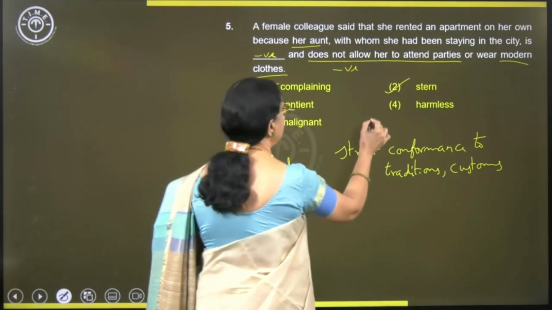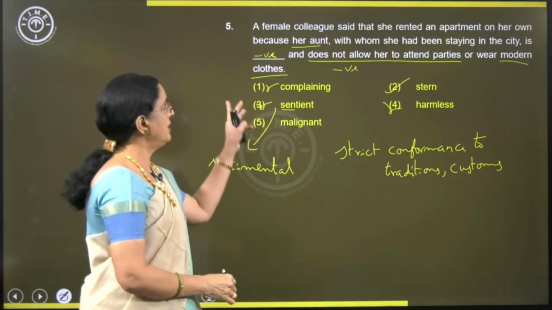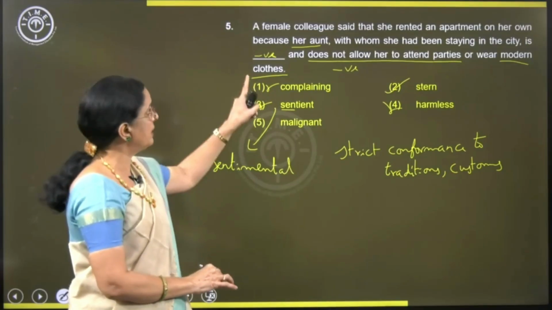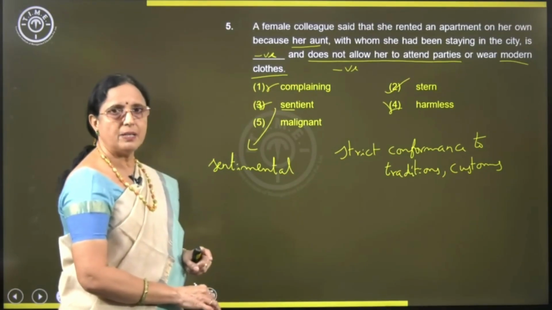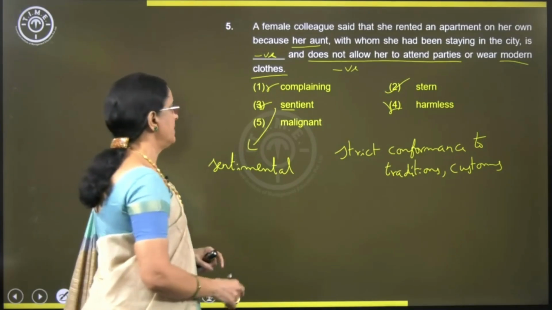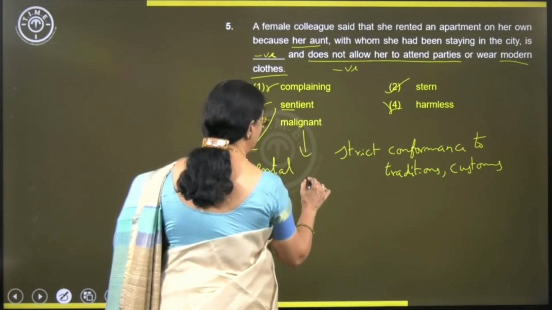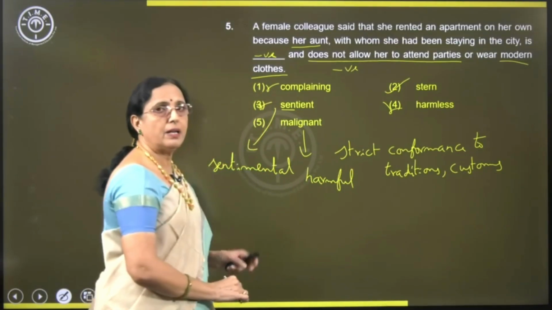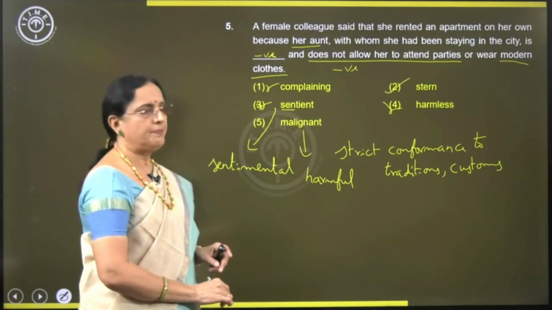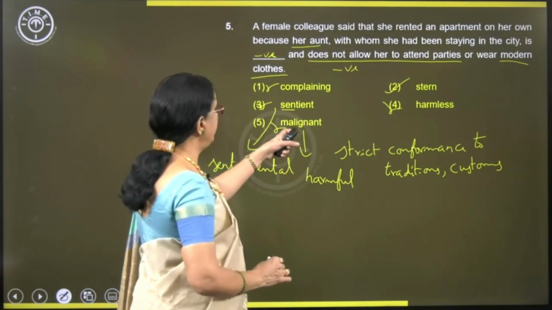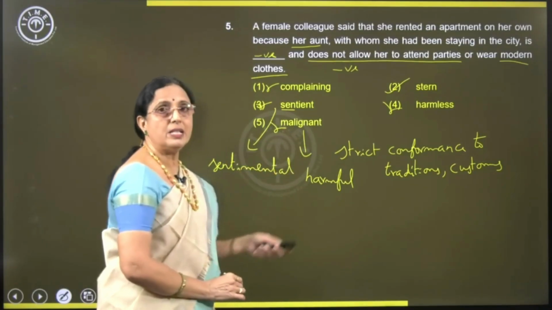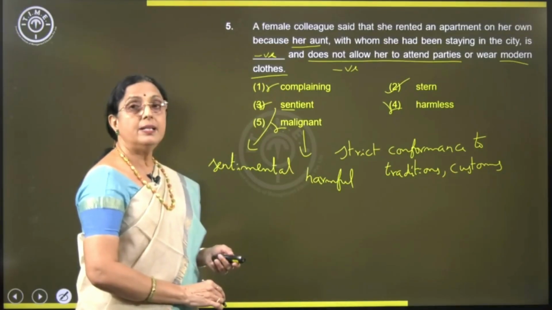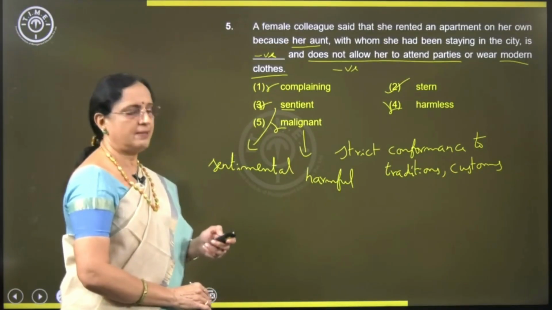Harmless, right. If the aunt is harmless, that is completely inappropriate. You need not even think because it does not go with not allowing her to attend the parties. That's why context is important. Malignant is malicious, harmful. Nothing is said about aunt harming her. Aunt is only very strict with her. So, though this is a negative word, we are not taking it. Malignant is malicious or evil-minded. Aunt is not harming her. Aunt is only disciplining her. So, the word is stern.